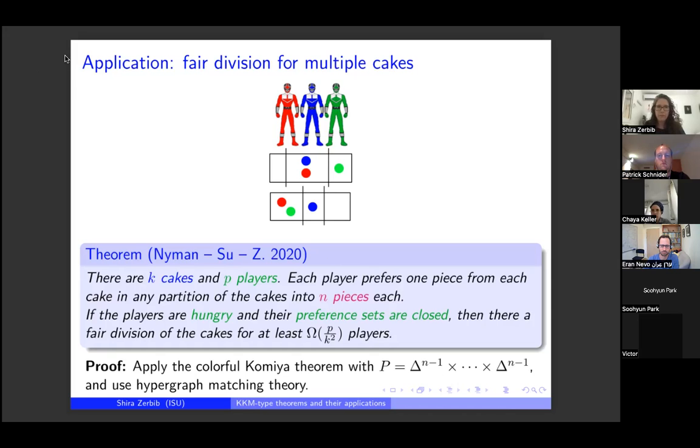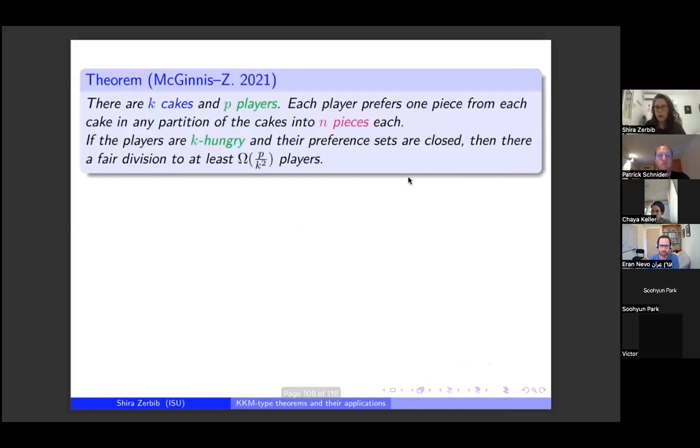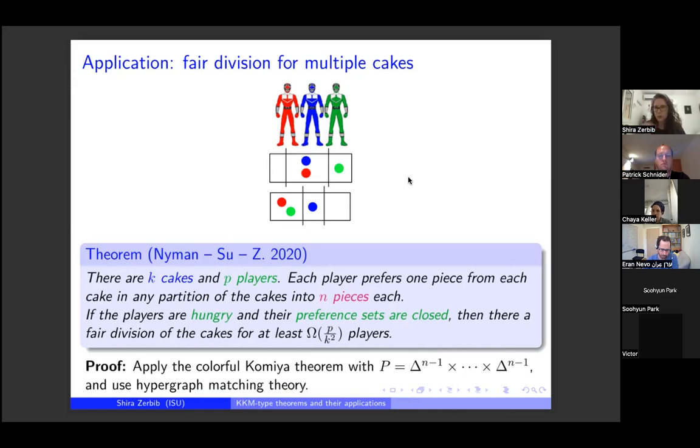Okay, so here is an application of colorful Komiya. I will give you another application of colorful Komiya at the end of the talk, which will be in around 10 minutes. Is that okay, Patrick? Good.